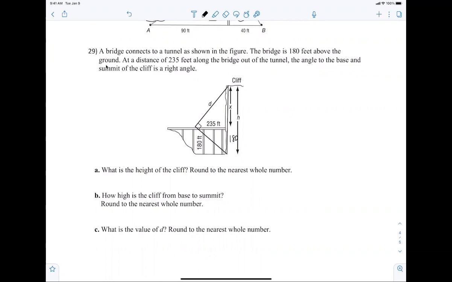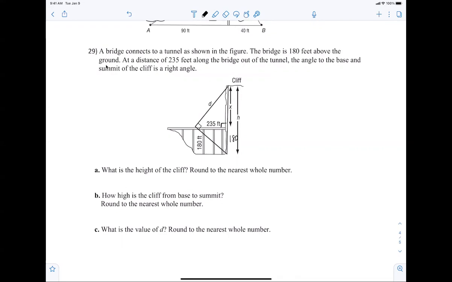Yes. Okay. Because I do think it's kind of hard. The bridge is 180 feet above the ground at a distance of 235 feet along the bridge out of the tunnel. The angle to the base of the summit of the cliff is a right angle. So I'm assuming this is a right angle here. That's what they're saying. You okay with that? Yes. So again, it's just the same shape, correct? I mean, it's what we've been doing. All right, so it says, what is the height of the cliff, which is X? Do you agree with that?